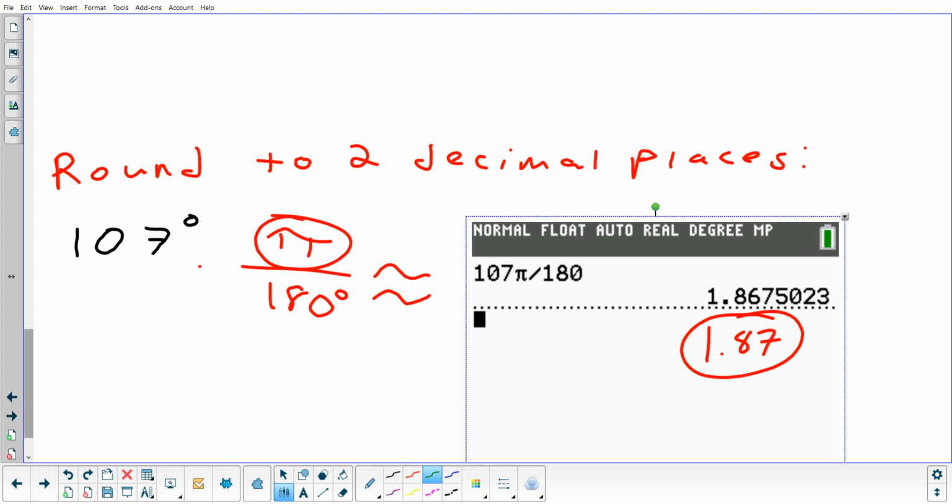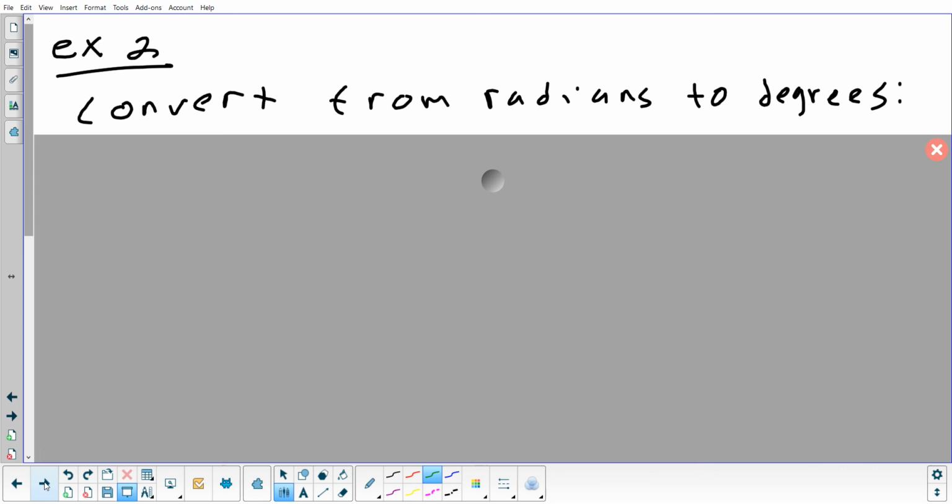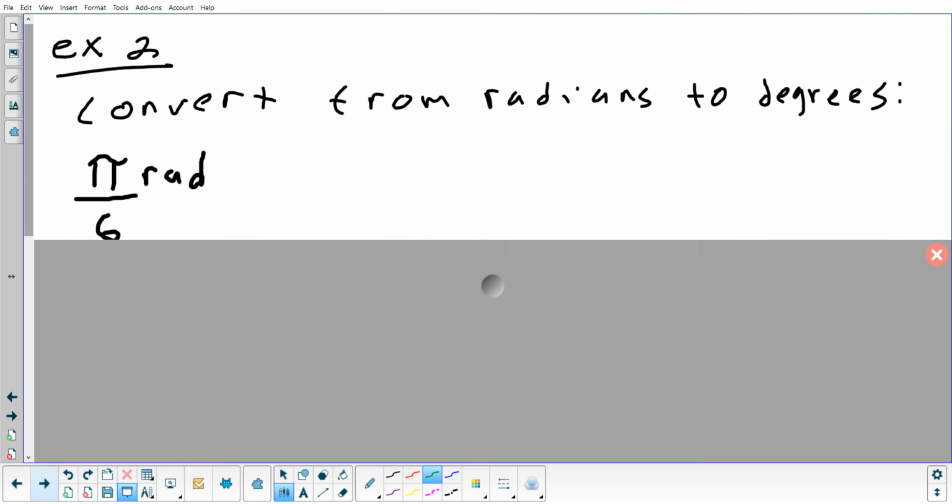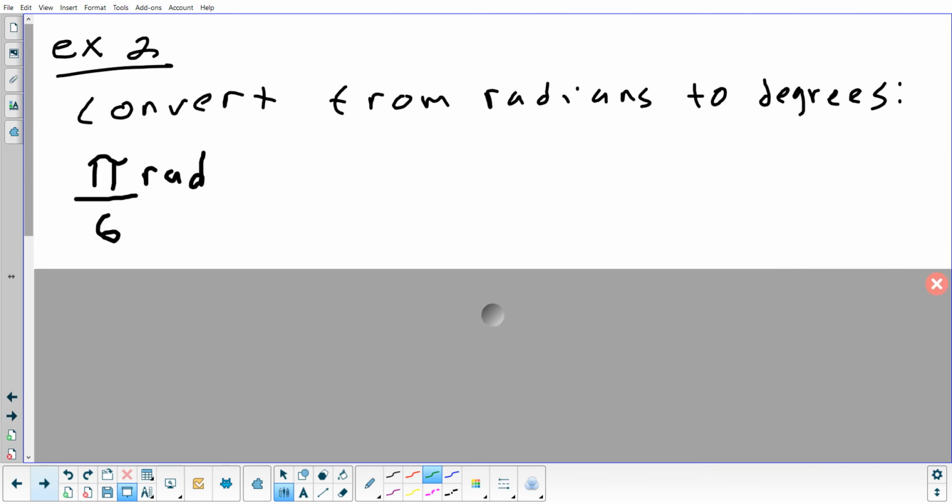Let's finish up by doing a couple the other way. We'll do radians to degrees. I'll put RAD on it this time, just because it's the first one. But eventually, you've got to get used to not seeing that.